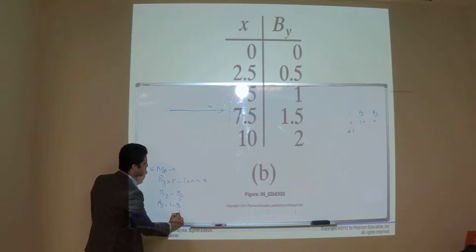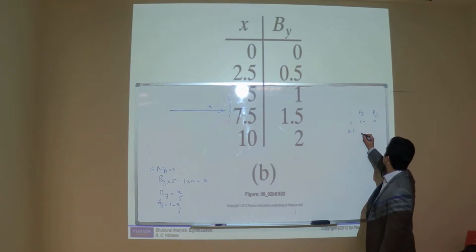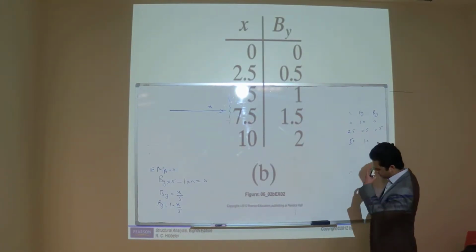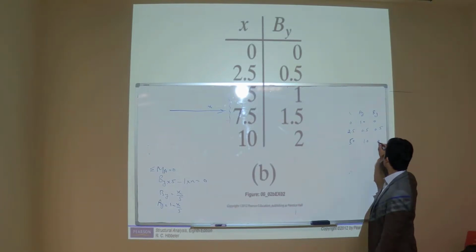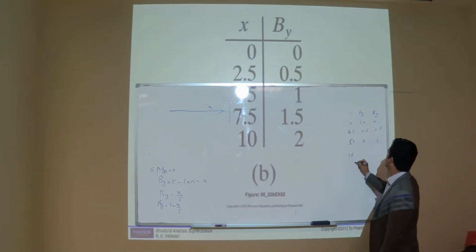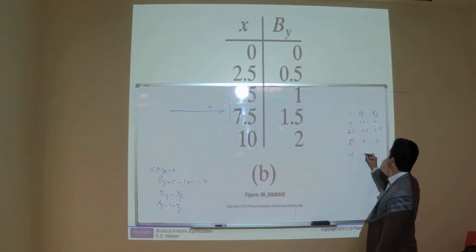1 minus x over 5, both will be half, 0.5. And when it is 5 meter, it will be 0 by 1. No, the opposite. Teacher, the opposite. I said 1 by 0. When x is 7.5, then minus 0, minus half.